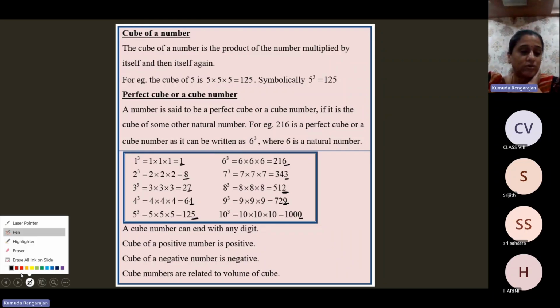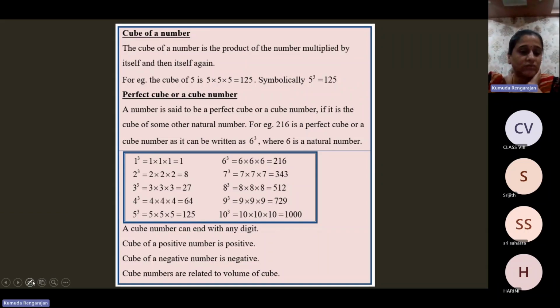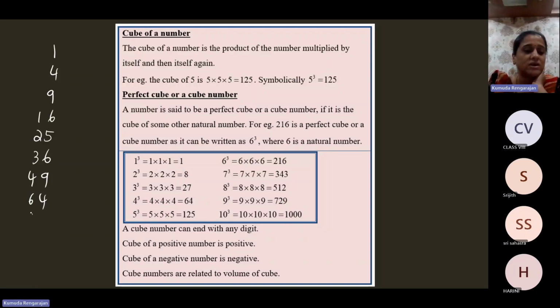But what about square numbers from 1 to 10? 1 is 1, 2 2s are 4, 3 3s are 9, 4 4s are 16, 5 5s are 25, 6 6s are 36, 7 7s are 49, 8 8s are 64, 9 9s are 81, 10 into 10 is 100.